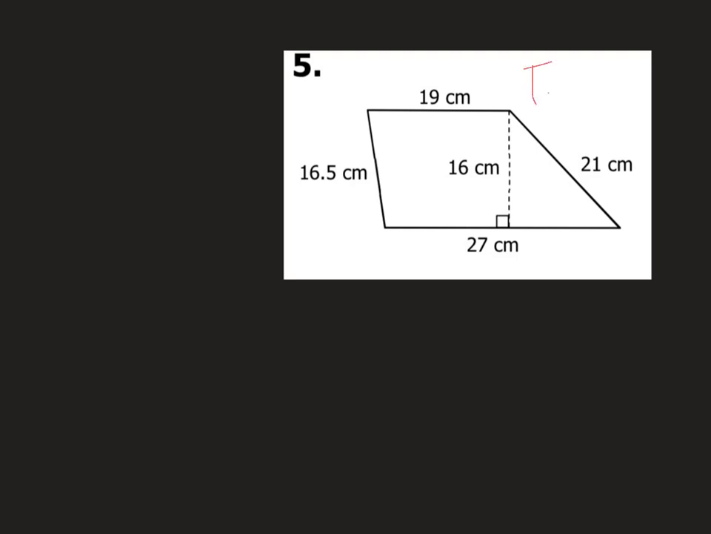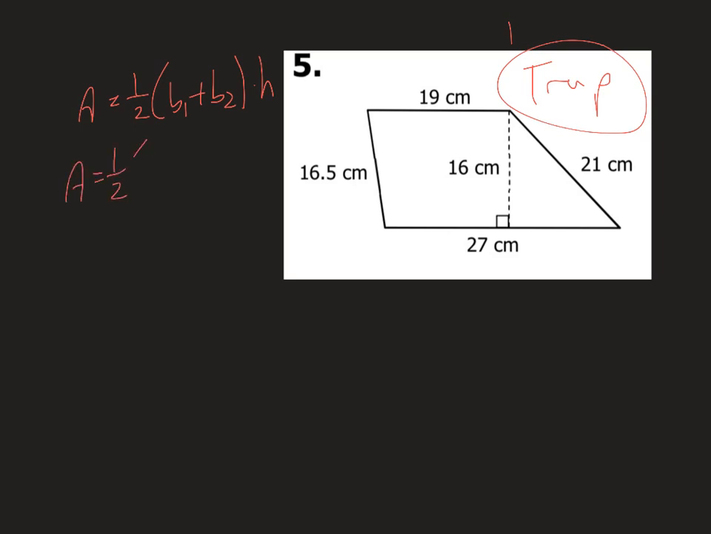Now, what do we have here? This looks like a trapezoid, right? So that's my step one. Step two, the area formula for a trapezoid is 1/2 times base 1 plus base 2 times the height. And what's next? Substitute in known figures. So here's base 1, it's 27, plus base 2. These guys are parallel, 19. Close that, times my height.